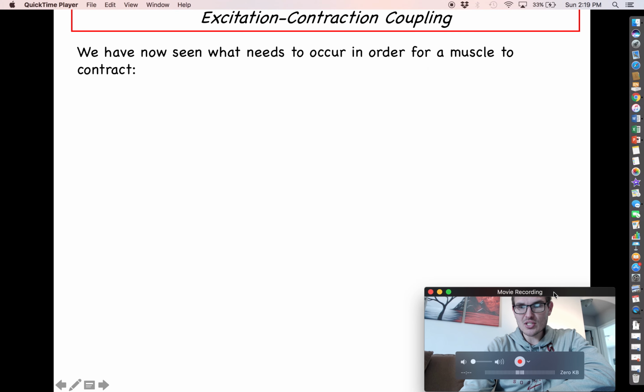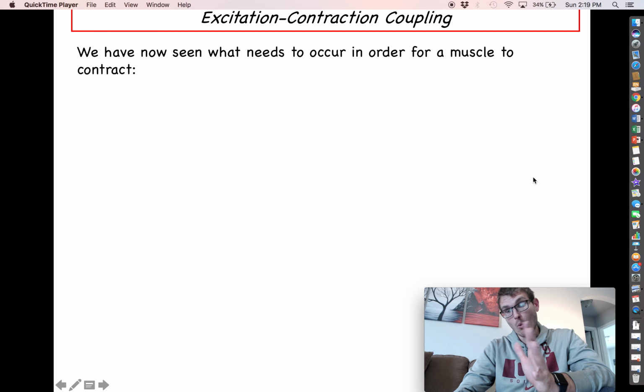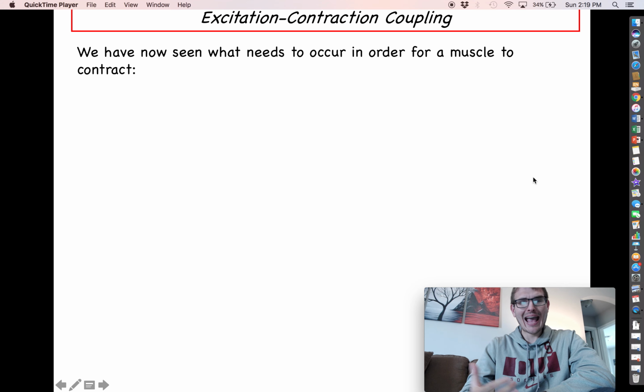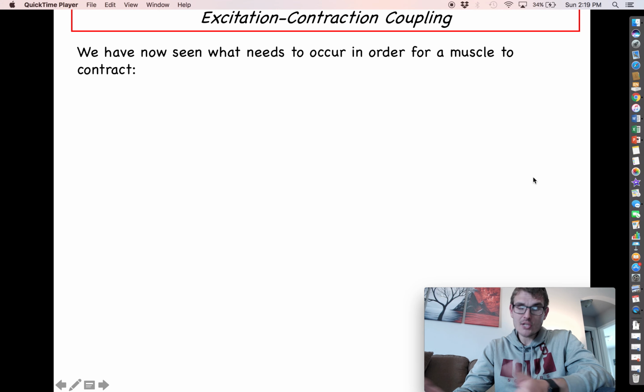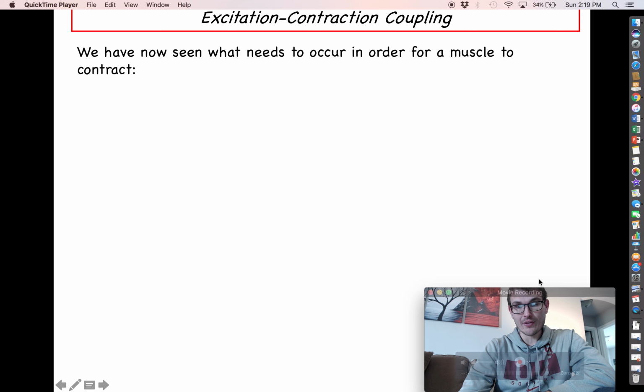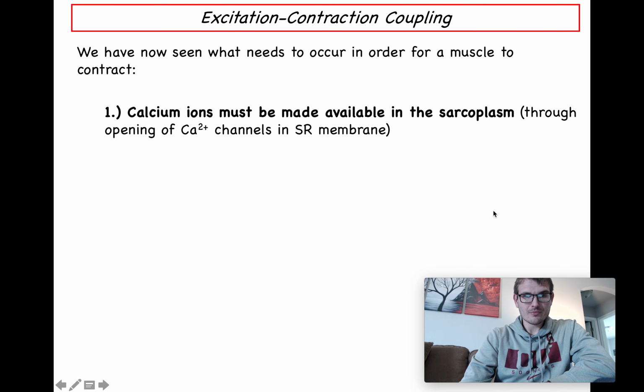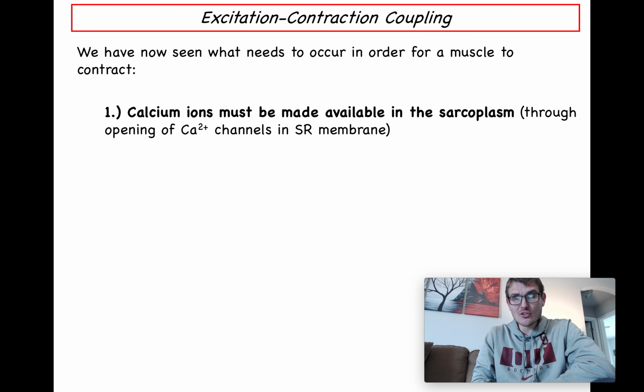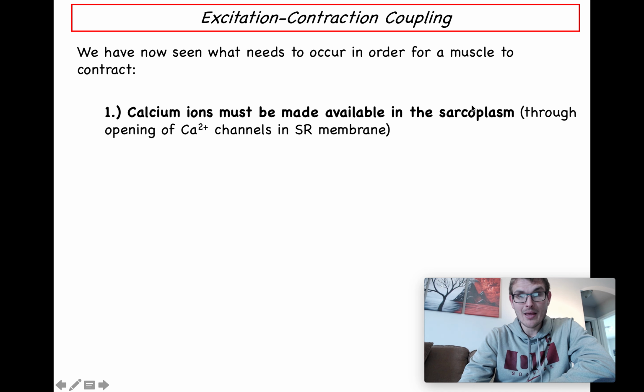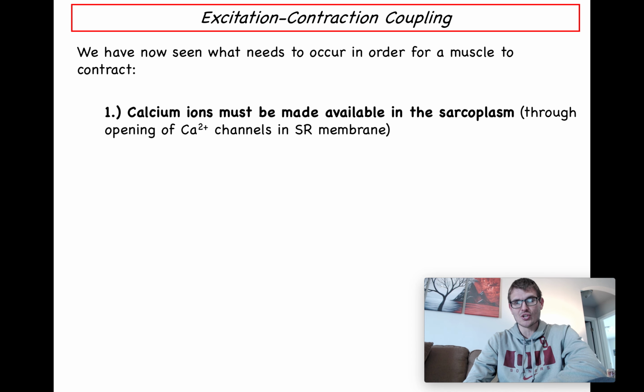So let's have just a little bit of a review here very quickly for what we'll call excitation-contraction coupling. I've already posted a separate review video, maybe 10 or 15 minutes long, so you can look at that if you want to review this whole thing. Number one, calcium ions have to be made available in the sarcoplasm, and we do this through the opening of calcium channels in the sarcoplasmic reticulum membrane. That's what we've covered so far. So we need to finish the rest of this excitation-contraction coupling.